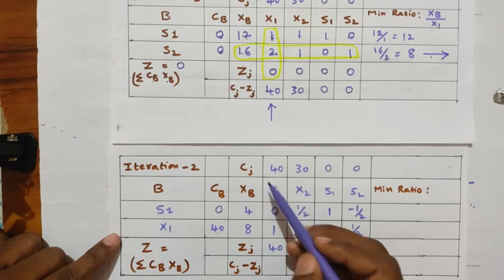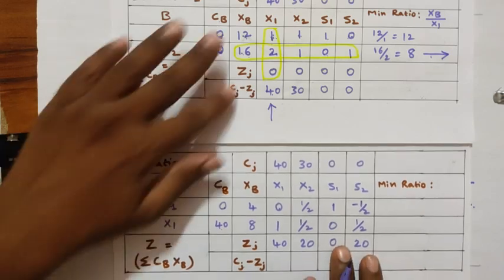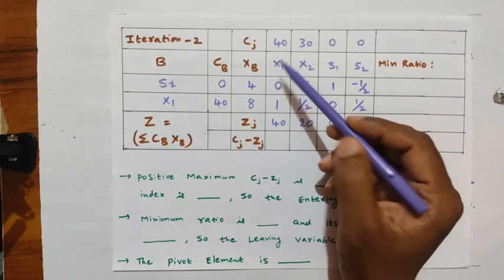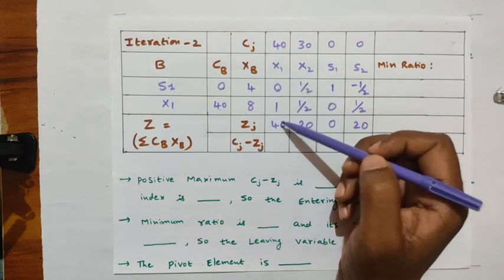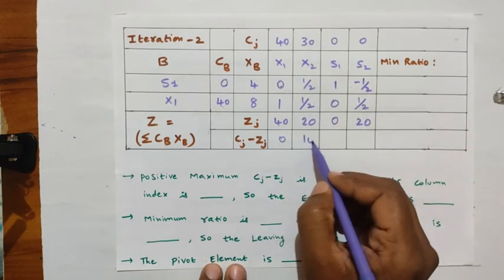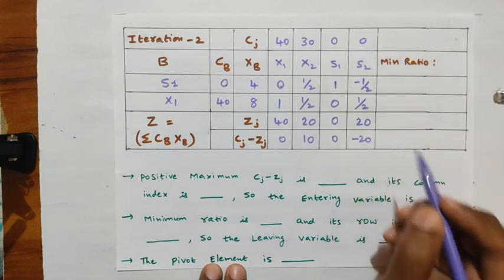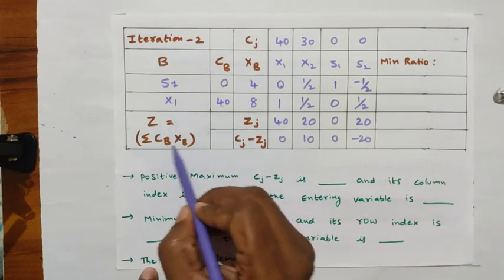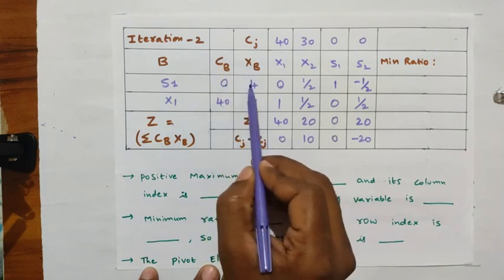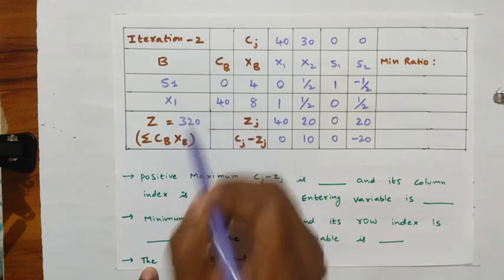Okay, and Cj minus Zj. 40 minus 40 is 0. 30 minus 20, 10. 0 minus 0, 0. 0 minus 20, minus 20. And here Z is equal to the product of CB into XB. 0 into 4, that is 0, plus 40 into 8, that is 320. Z is equal to 320.